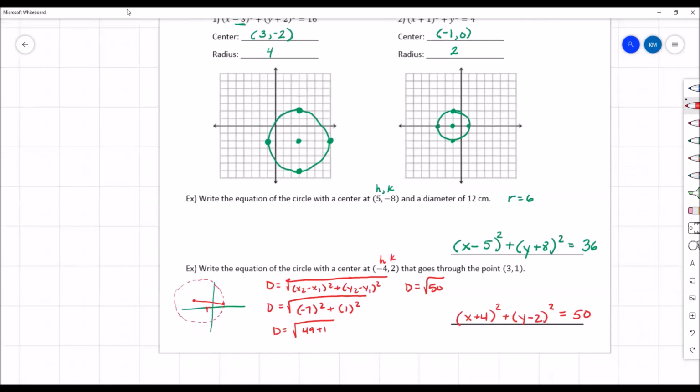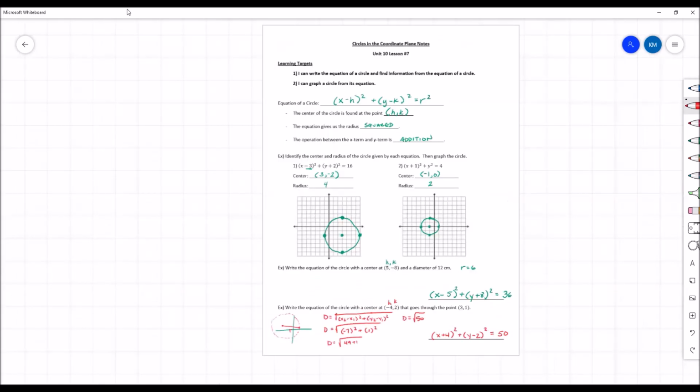And so that's circles on the coordinate plane. Now you know how to write the equation, how to graph it, and how to use information to write the equation as well. See ya.